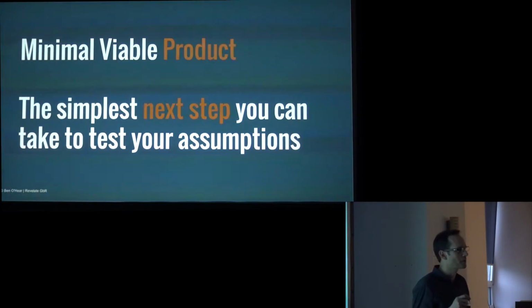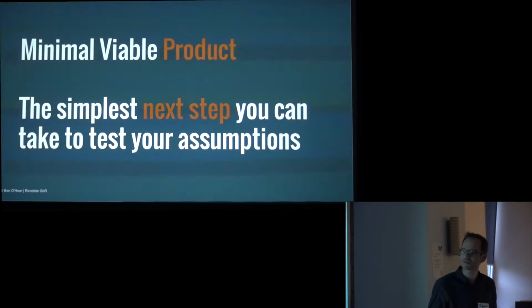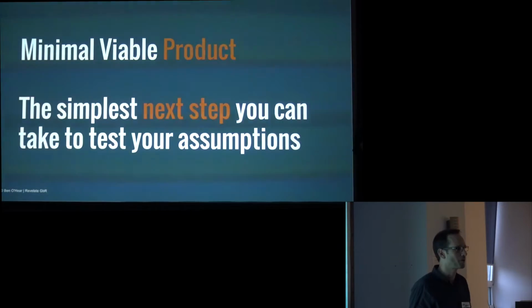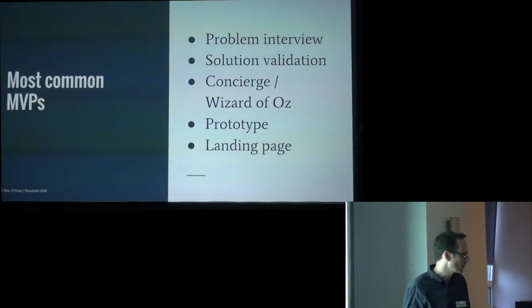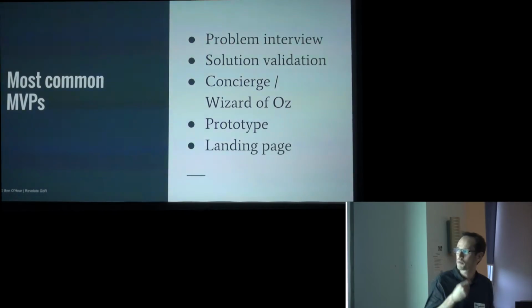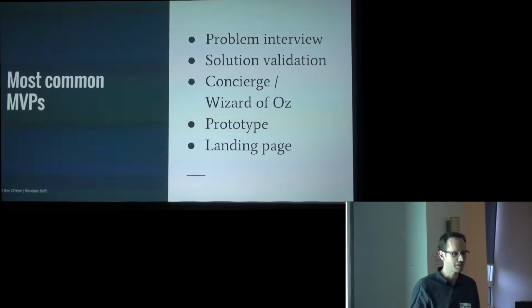Some people have therefore tried to rebrand it as the minimum viable experiment or the earliest testable product, but the problem is minimum viable product sounds much cooler. So we're stuck with it, but just don't make that mistake to think that it's a product in the sense that most people would envision. Now we're going to look at the most common types of MVPs, or the most important ones. The problem interview, solution validation, concierge / Wizard of Oz, prototype, and landing page.